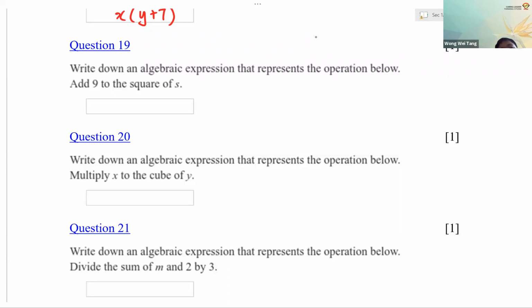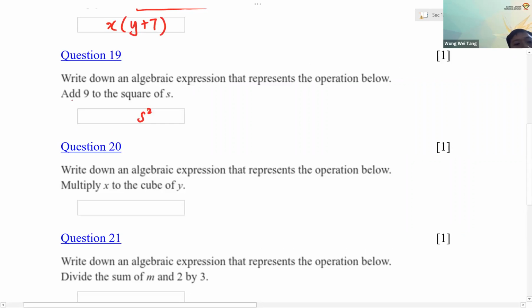S square? S square, yes. The square of s is just s square. But that's not the end of the question. It says add 9 to. We need to add 9 to something. So we just have the final answer as 9 plus s squared. Any questions so far? Okay, if not, we move on to question 20.